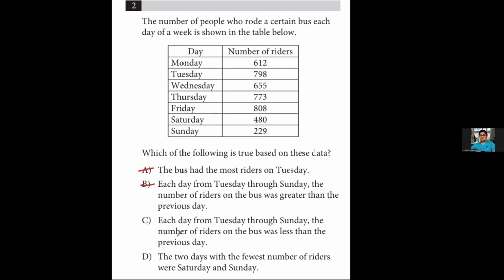Every day from Tuesday to Sunday, the number of riders on the bus was less than the previous day. No, because it increases from Thursday to Friday. And then the 2 days with the fewest numbers were Saturday and Sunday. So 480 and 229. Is there any other numbers lower than that? No. So the correct answer is D. Okay. Question three.